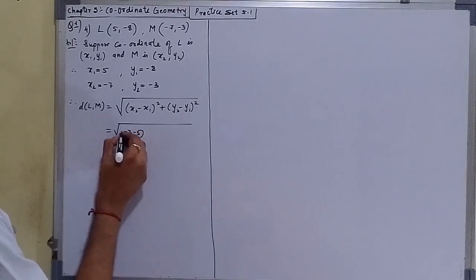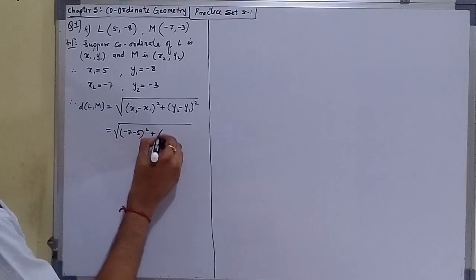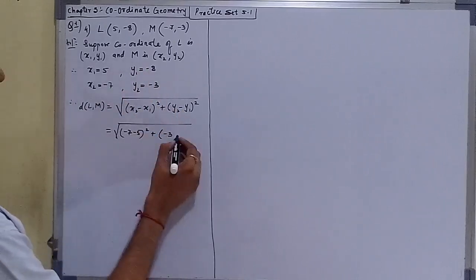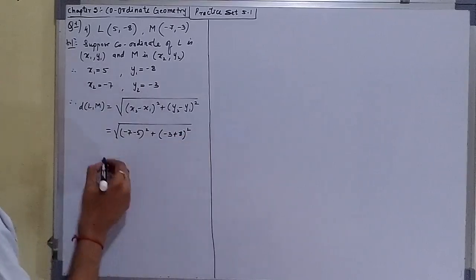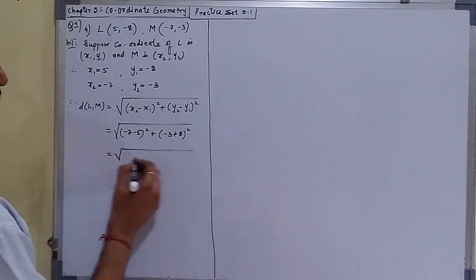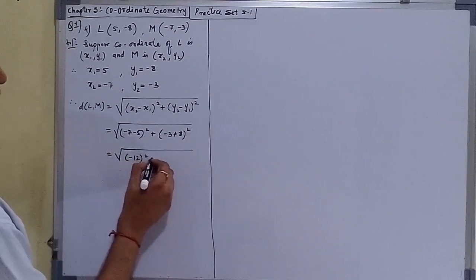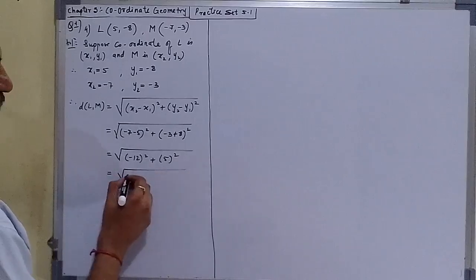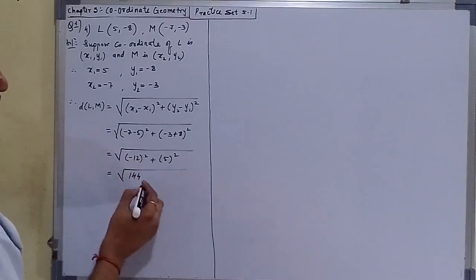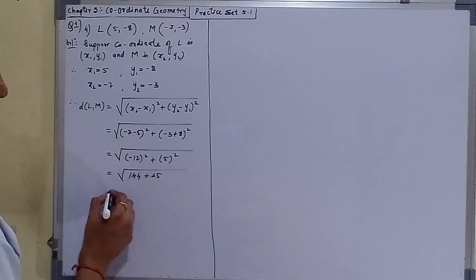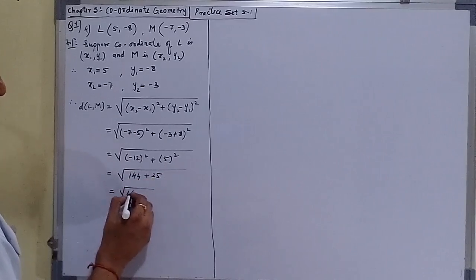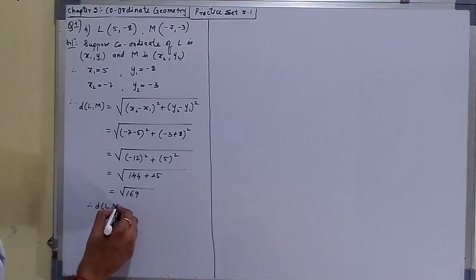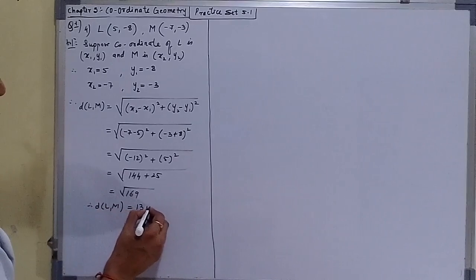So -7 minus 5 the whole square plus -3, this minus and this minus makes plus 8, squared. So this will be -12 square plus 5 the whole square. So this is nothing but 144. 12 square is 144 plus 25. So the square root of 169. Therefore distance LM, the square root of 169, is 13 units.